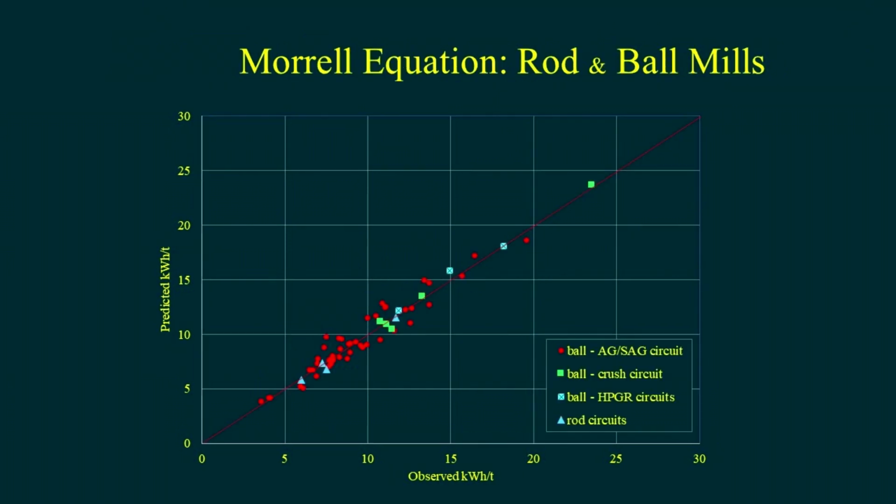And just to finish off the power-based equation section, here's all my rod and ball mill data that I've got associated with whether it's an AG mill circuit or a ball mill in a crushing circuit or in an HPGR circuit or in a rod mill circuit. There's using the MIB, if you remember, plus my equation. That all seems to fit fairly well.